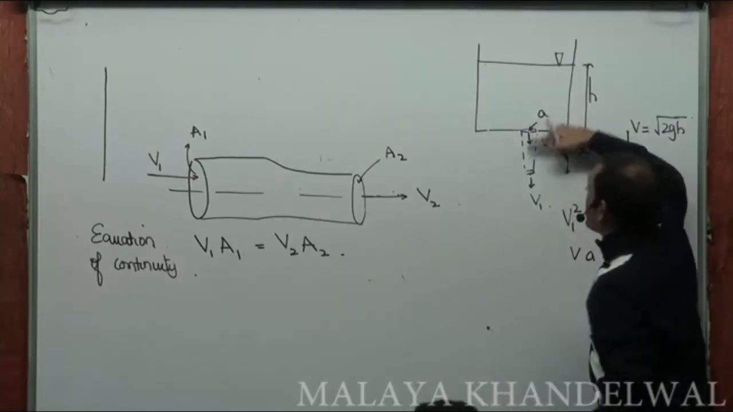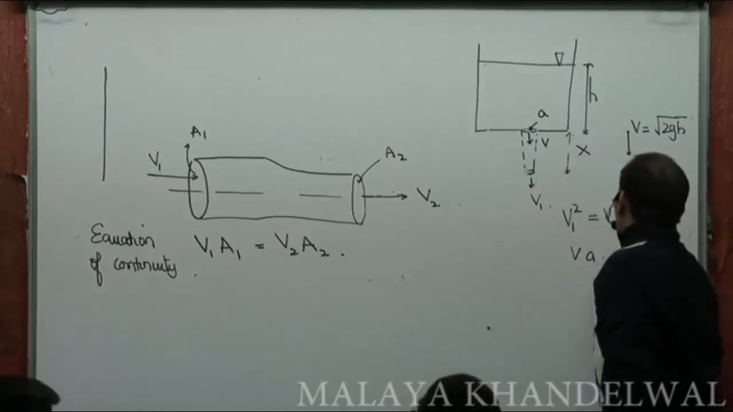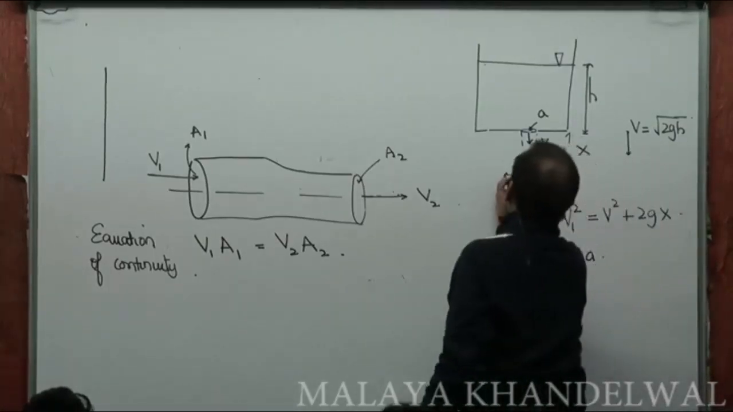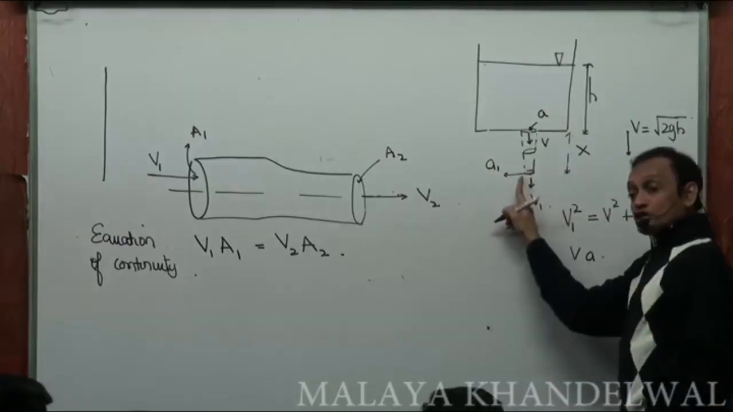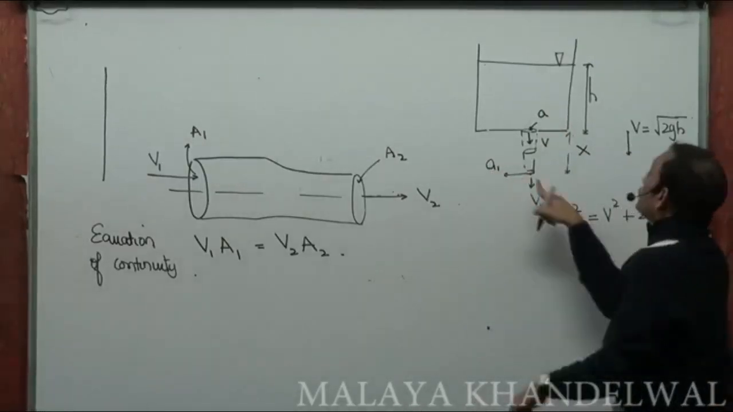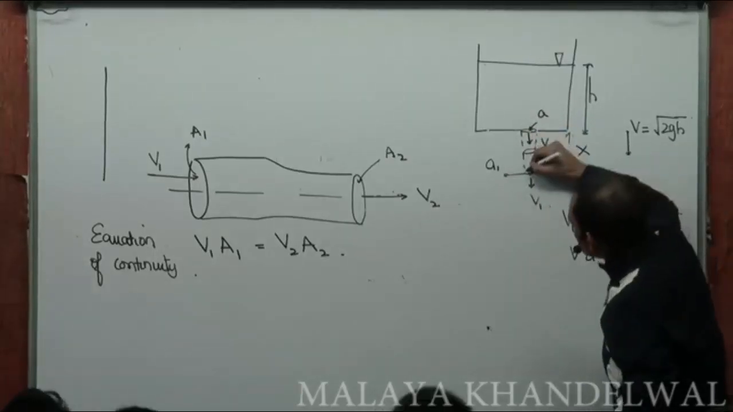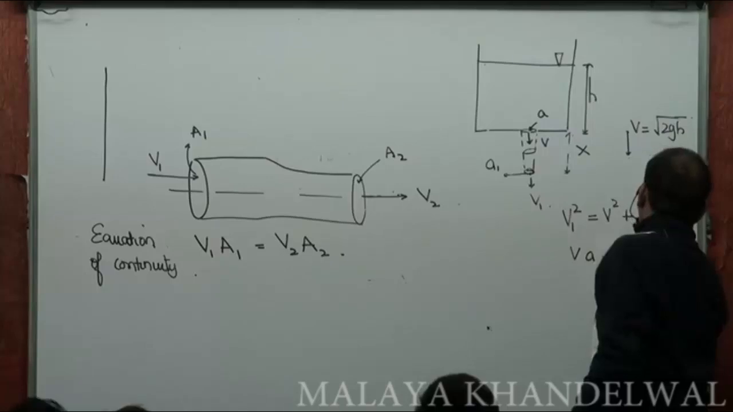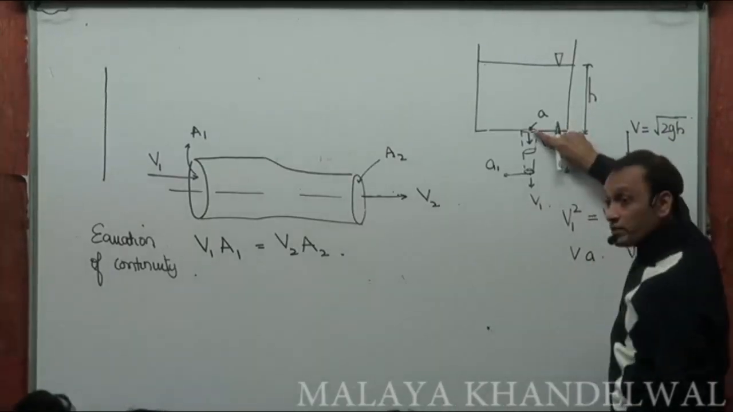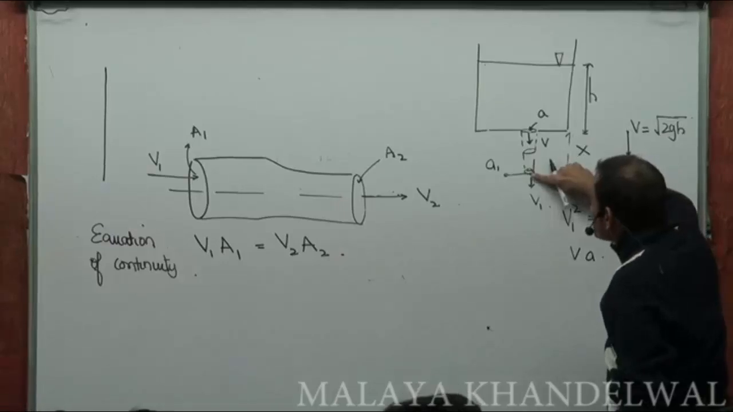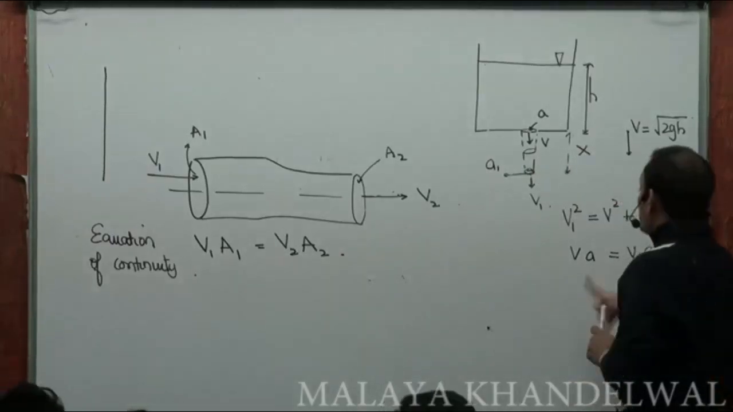Now when this jet falls a height x, what happens to its velocity? v1. Now if v1 is its velocity and a1 is the area of cross section of this jet at this point, then the volume flow rate through this would be v1 into a1. a1 is this area of cross section, right? Yes or no? That's the volume flow rate through this cross section, and the two must be equal. Yes or no?